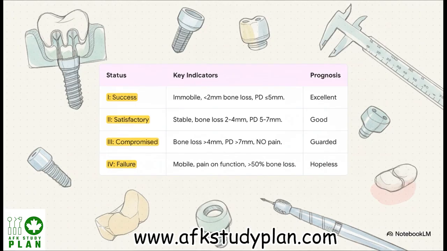You need to know that implant health isn't just a simple pass-fail. It's a spectrum. A truly successful implant is rock solid, has very little bone loss, and healthy gums. As you start to see more bone loss or deeper probing depths, it moves into a satisfactory or compromised state. But the absolute red line for failure, that's any mobility at all, pain when the patient bites down, or more than 50% bone loss. At that point, it has to come out.